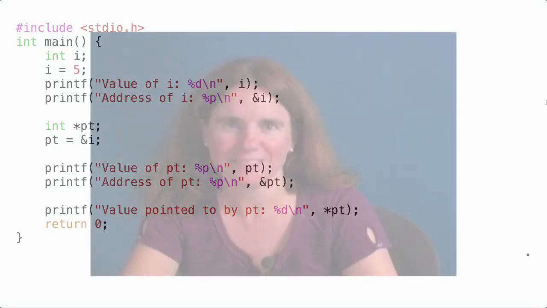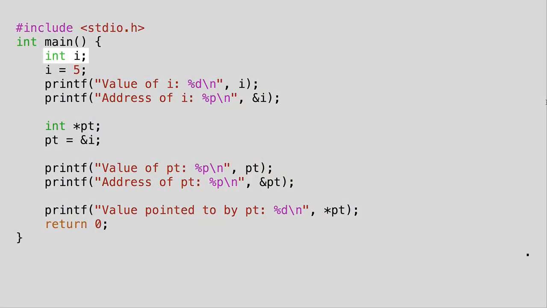Let's get started. In this program, we declare an integer I stored on the stack and assign it the value 5. Next, we print the value using printf. We can also print the address where that value is stored using a new operator, ampersand. When applied to a variable name, the ampersand operator returns the address of the variable.